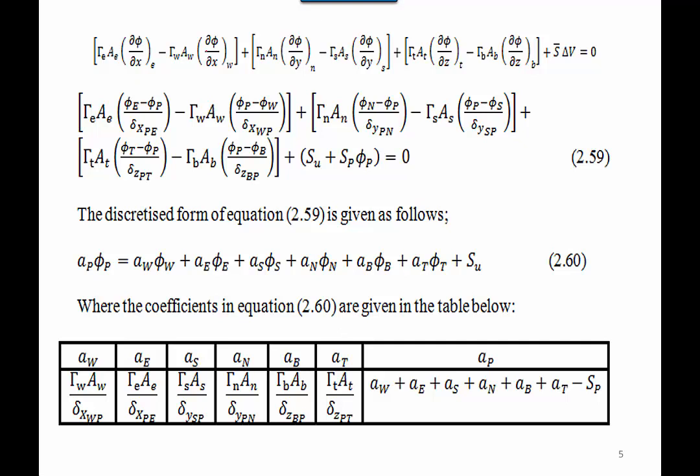an equation, and if we put it in the general discretization form, it will give us equation 260. By comparing equation 260 and the one before, we will find that these parameters, which are listed in this table, will be given as shown here. So A West will be gamma times the area at west divided by delta x WP, and the rest goes as shown. And A P will be the summation of the A neighbors minus SP.